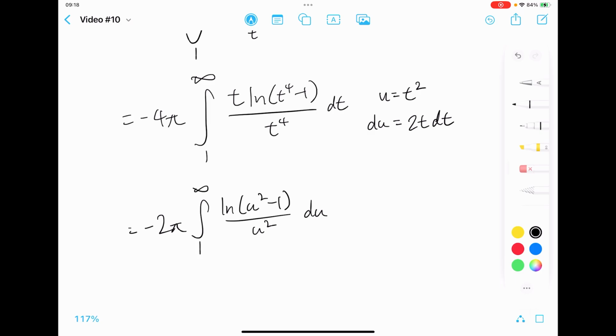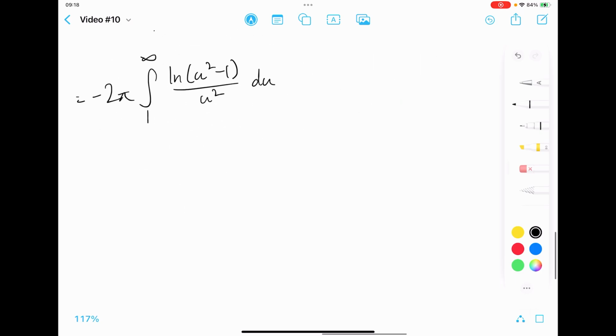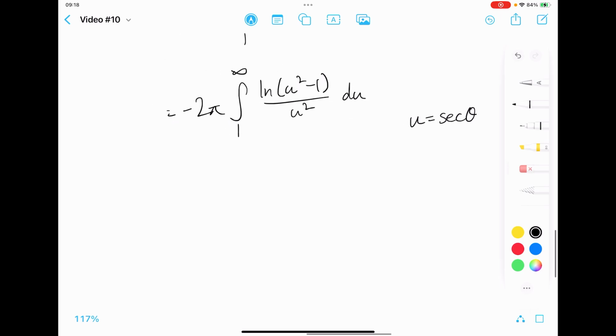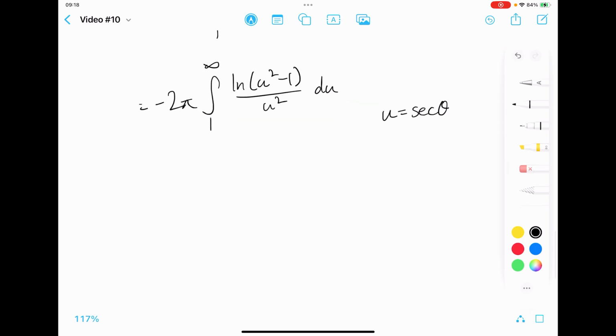And seeing this u squared minus 1, I did a trig sub, so u equals secant theta, because that's the trig sub for u squared minus 1, and minus 2 pi. The bounds actually change here, so they change from 0 to pi over 2. You can verify that. And it's quite nice in the natural log, because secant squared minus 1 is just tangent squared theta. So that's quite nice, and secant squared theta at the bottom.